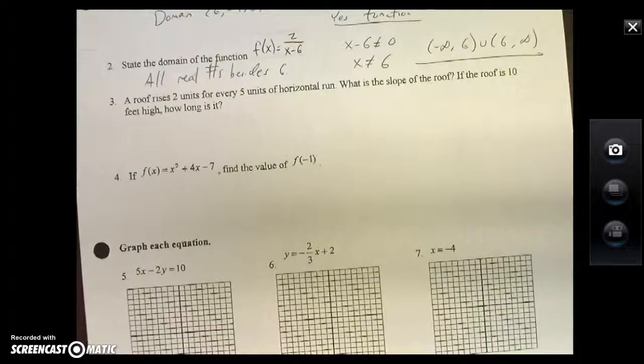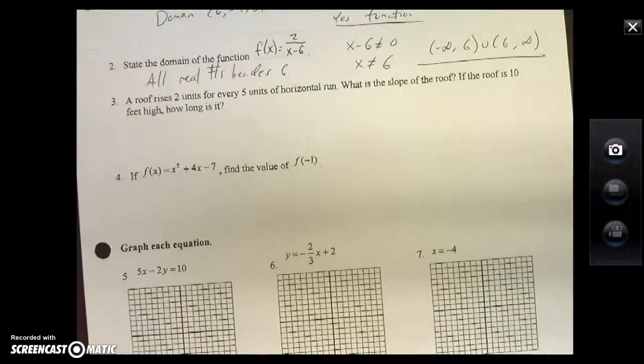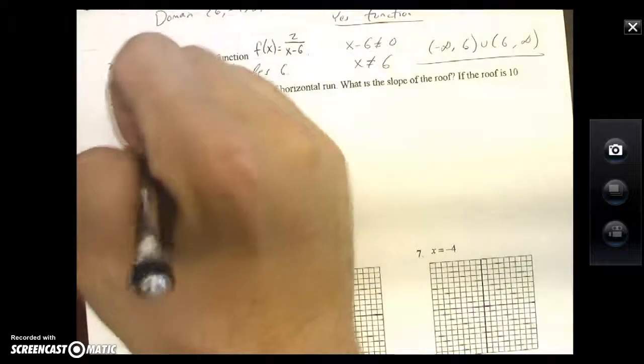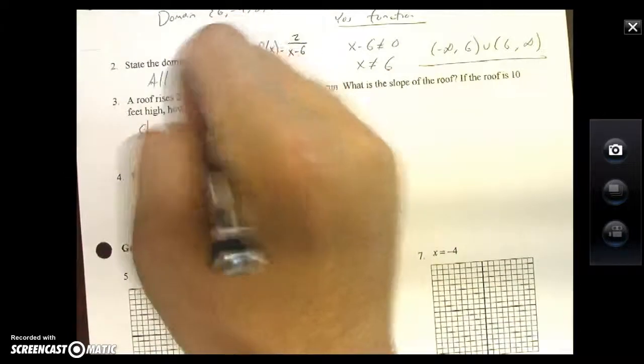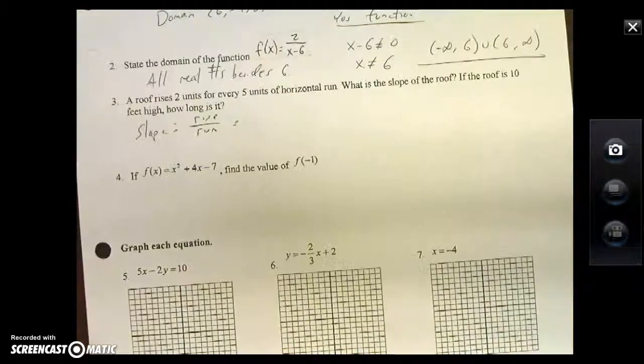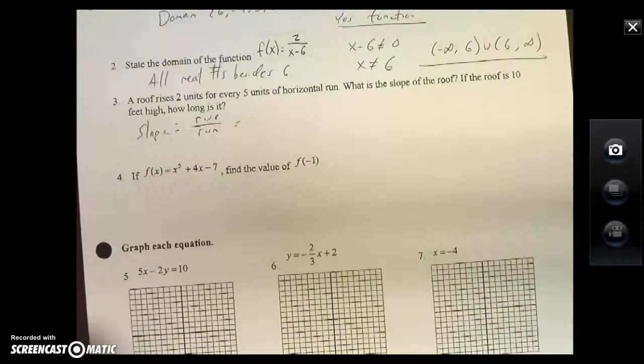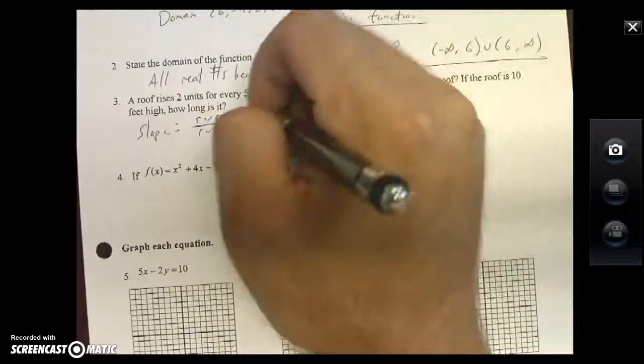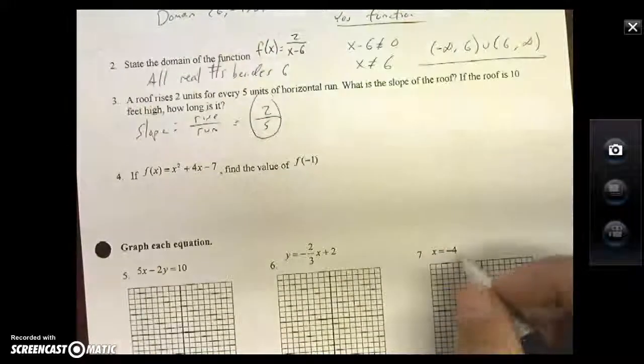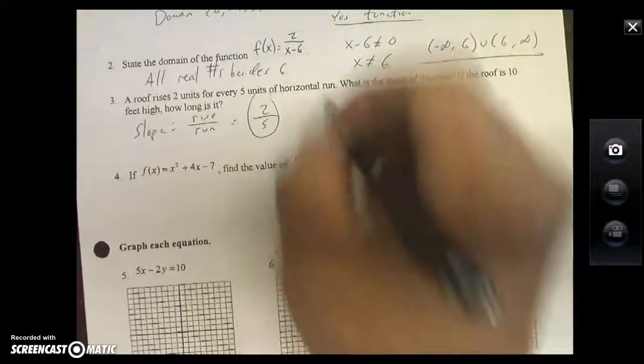Okay? Good. A roof rises 2 units for every 5 units of horizontal run. What is the slope of the roof? If the roof is 10 feet high, how long is it? Okay, slope is rise over run. Alright, so I mean we have our formula of y sub 2 minus y sub 1 divided by x sub 2 minus x sub 1. But in general, it's just rise over run. So they're telling us here it rises 2 units over 5 units run. So 2 over 5. Okay? So the slope is just 2 over 5, no big deal.